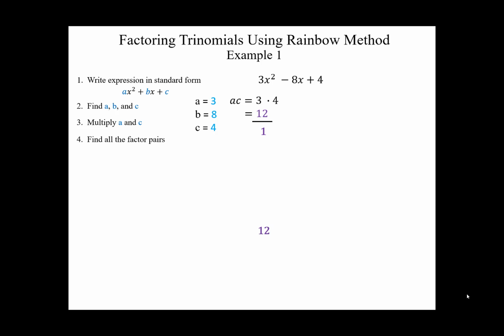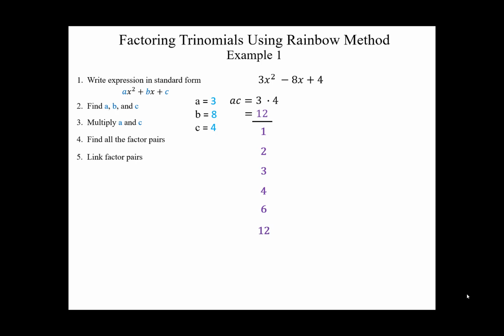So the next value, increasing 1, would be a 2. 2 times 6 would give us a 12. Increasing again, we have 3 times 4, and that gives us a 12. And you'll notice that the numbers increase from the top, and then they decrease as you come up from the bottom. And when they come together, you know you found all the factor pairs.